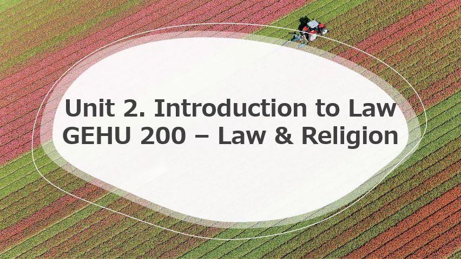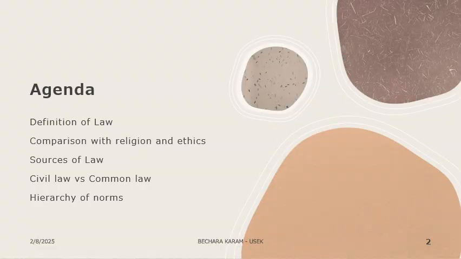The second unit of this course will introduce you to law. First, we will discuss the definition of law, and we will compare law with religion and ethics. Then we will mention the major sources of positive law, and we will see that these sources are not the same in all legal systems. Finally, we will tackle the notion of hierarchy of norms, or the pyramid of norms, an important notion in legal studies.